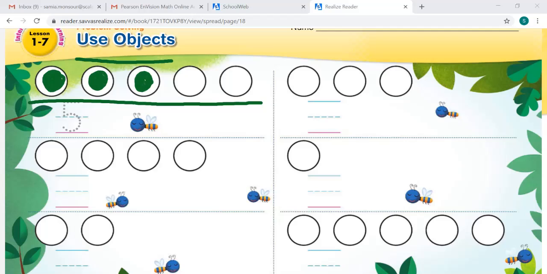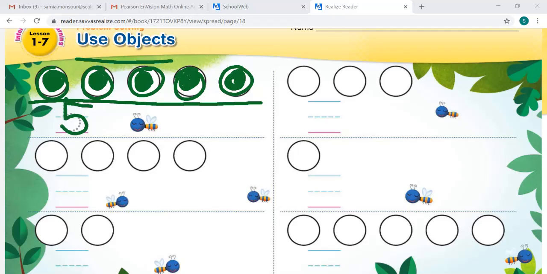So these counters are usually plastic flat circles. So each circle has a counter, right? So now let's count each circle. 1, 2, 3, 4, and 5. So there are 5 circles. What number should I write? Let's write the number 5. So remember how we write 5. We go down, around, and then across.